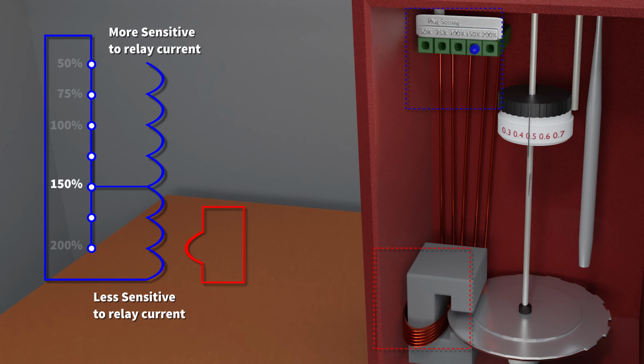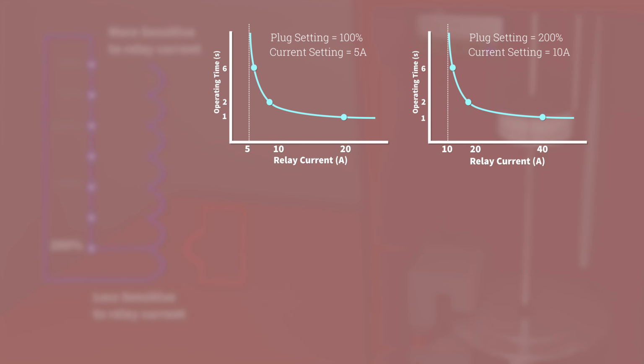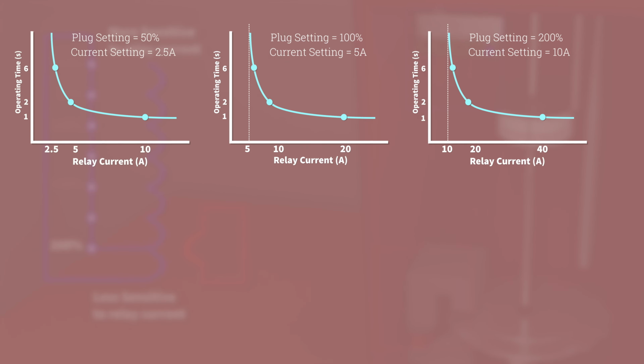So if a plug setting is 100%, that's equivalent to a 5 amp current setting. 200% would mean a 10 amp current setting. So twice as much current would be needed to move the disc. Conversely, a 50% plug setting requires only 2.5 amps to move the disc.